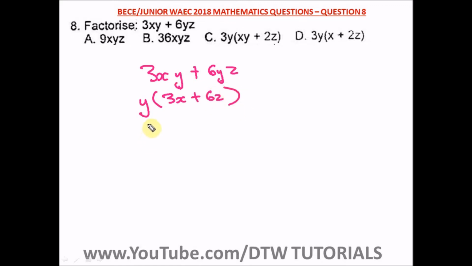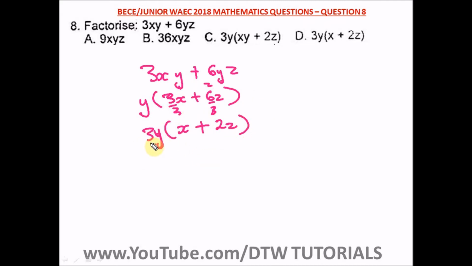What else is common to this and this? 3 is also common, because if we divide 3 here, 3 can also be divided here. 3 and 6 will go 2 times, and 3 will cancel out 3. So we can bring out 3. Bringing out 3, we have 3y bracket, x will be left, then plus 2z, since when 3 cancels out from 6 we have a remainder of 2. So we've factorized this completely.